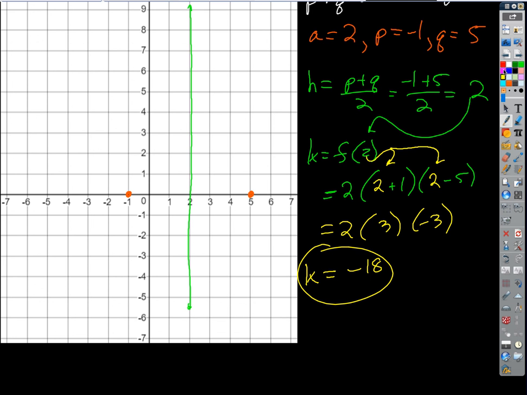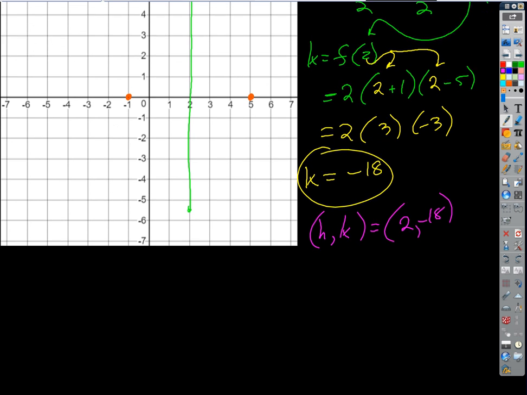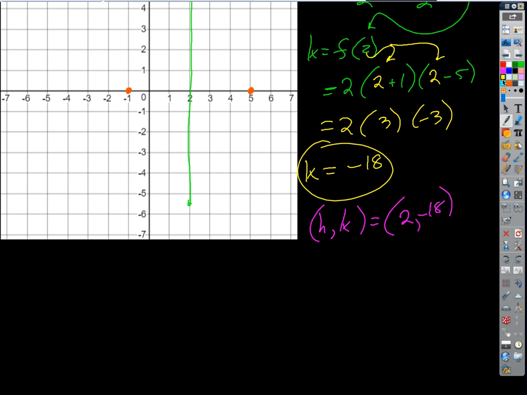So if we summarize all that, we know h and k are 2, -18. And then we got these other 2 points, and so that's all we need. Now this graph doesn't work. It's not big enough, right? But the choices you'll get on Moodle will be. So that point really needs to be way down here somewhere at the point 2, -18. And then we'll just graph a parabola from there. Right? So that's it.